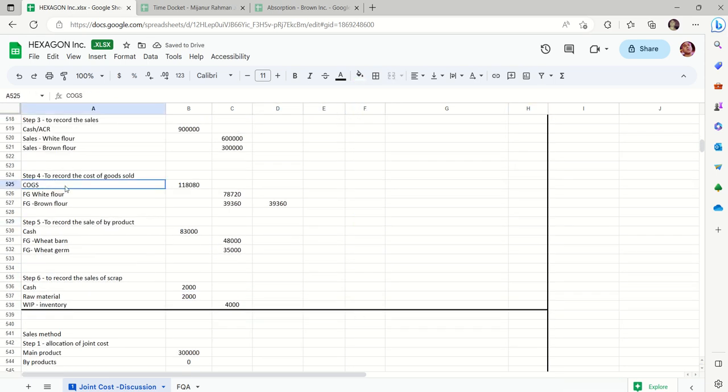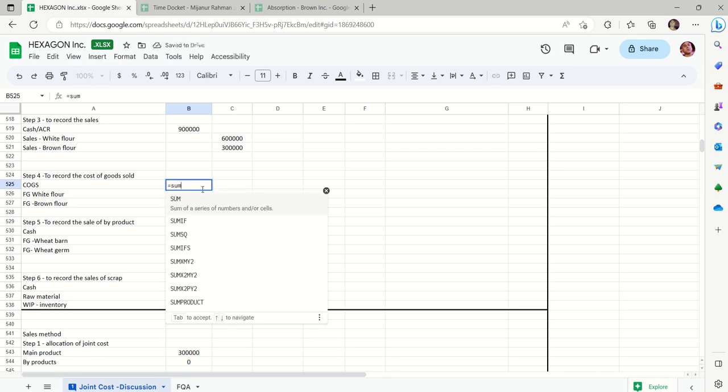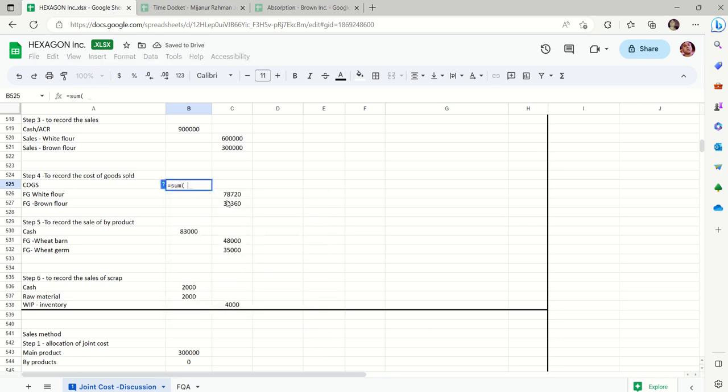So you also need to debit the cost of goods sold. How do you do that? We just simply add this to the line, which simply says sum, and we're gonna add this to the row. That would give us this value right there. It is $118,080.